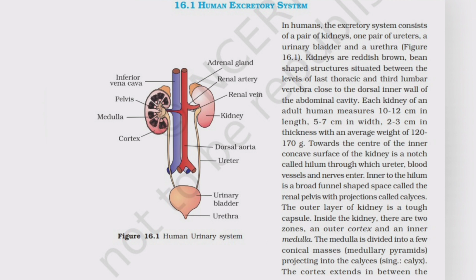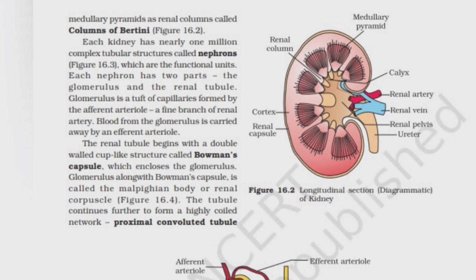Towards the center of the inner concave surface of the kidney is a notch called hilum, through which ureter, blood vessels, and nerves enter. Inner to the hilum is a broad funnel-shaped space called the renal pelvis with projections called calyces. The outer layer of the kidney is a tough capsule. Inside the kidney, there are two zones, an outer cortex and an inner medulla. The medulla is divided into a few conical masses, medullary pyramids, projecting into the calyces. The cortex extends in between medullary pyramids as renal columns called columns of Bertini.